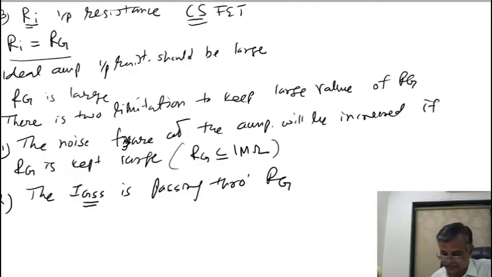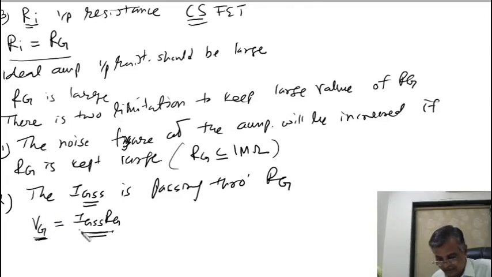If the reverse leakage current passes through RG, then there is a voltage drop across RG. The voltage drop across RG means the voltage at the gate with respect to ground is given by this equation. This voltage will be very large at higher temperature.